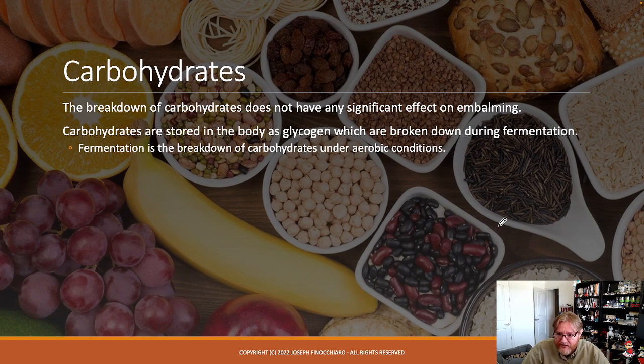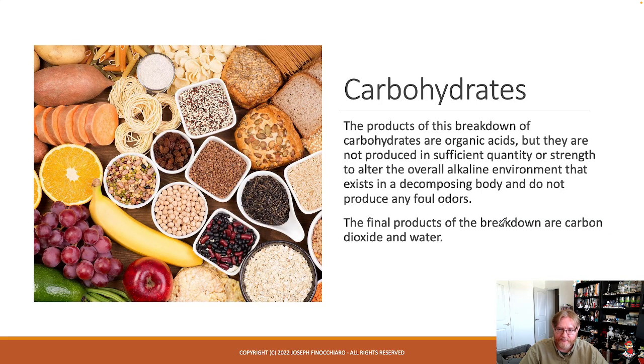Now the breakdown of carbohydrates does not have any significant effect on embalming. Carbohydrates are stored in the body as glycogen, which is broken down during fermentation. Fermentation is the breakdown of carbohydrates under aerobic conditions. The products of this breakdown are organic acids, but they are not produced in sufficient quantity or strength to alter the overall alkaline environment that exists in a decomposing body, and they do not produce any foul odors. The final products of the breakdown are carbon dioxide and water. Now, what's the problem?